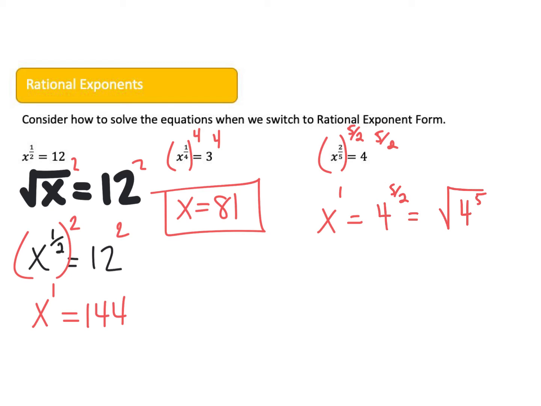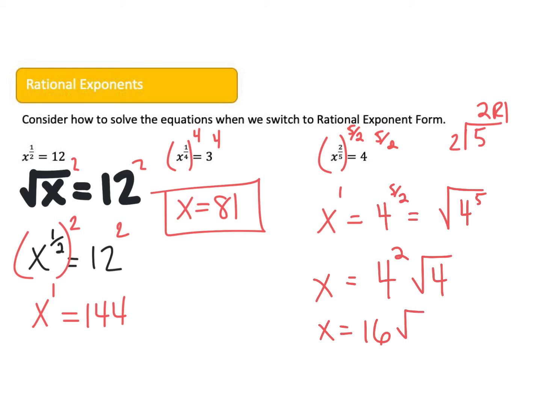Think what's going to come on the outside of that radical? Well, 2 goes into 5 2 times, so that means a 4 to the 2nd is going to come out, and what's left over, well, there'd be a remainder of 1, so I would still have 1 4 inside the radical. So this would be 16 times the square root of 4. If you want to leave it in rational exponent form, it could be 16 times 4 to the 1/2 power. I just think that the first way would be a little bit easier to understand.